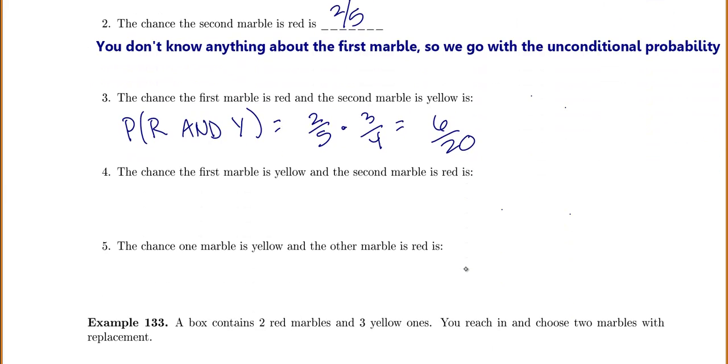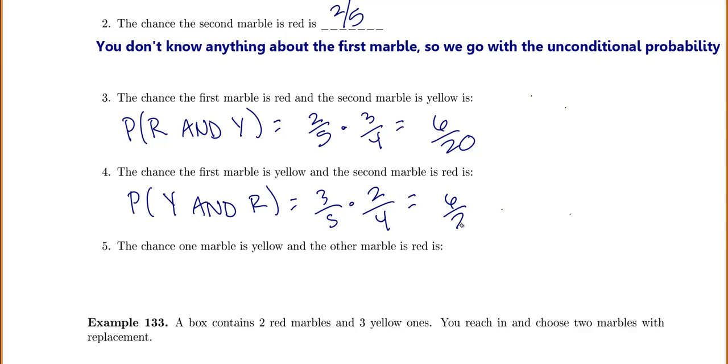Number 4, the chance that the first marble is yellow and the second marble is red. So the probability of yellow and then red. The probability of the yellow one is 3/5, and now I want a red one, and there are 2 reds, but only 4 total, so 6 out of 20.